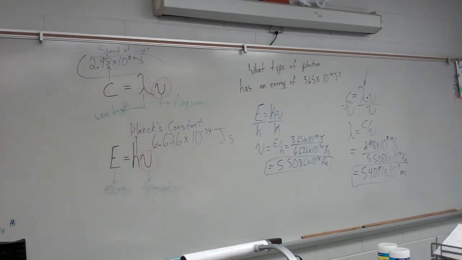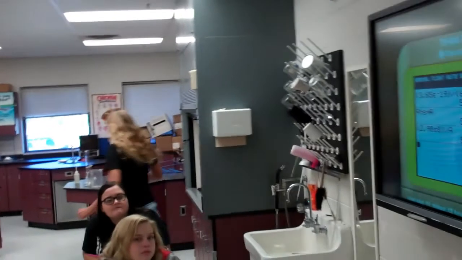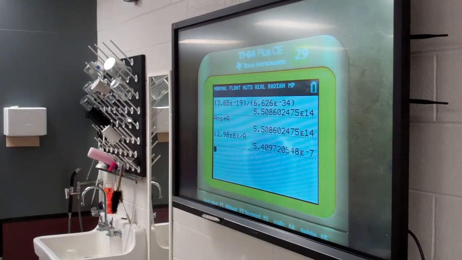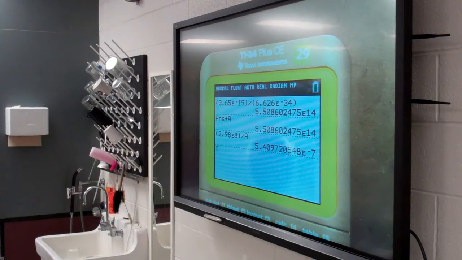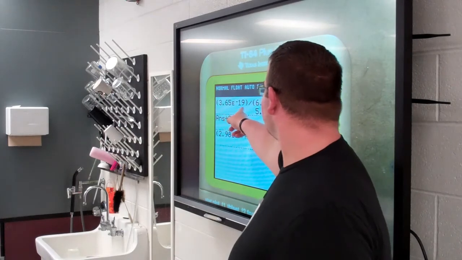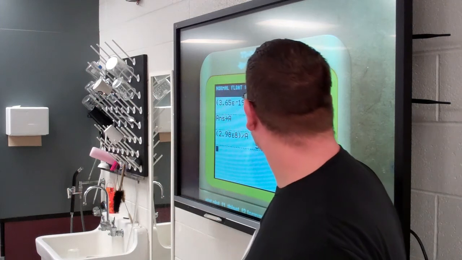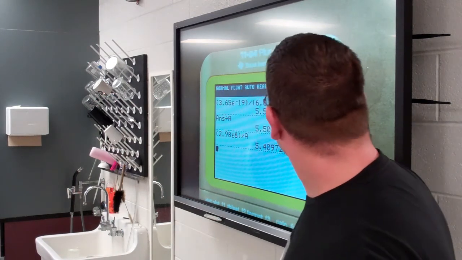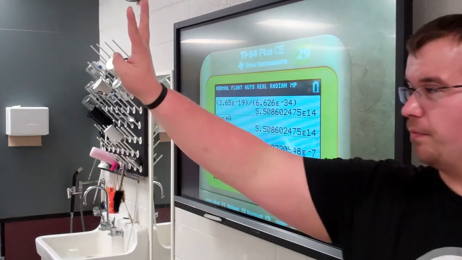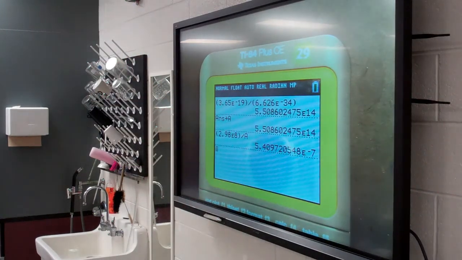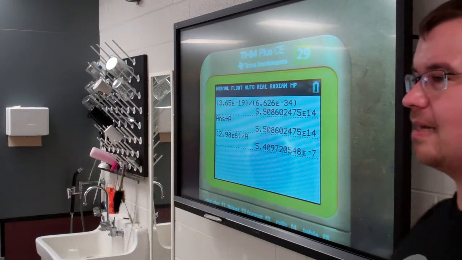All right, if you're watching the video, close your eyes. Open your eyes. I don't know if you can see it on the video or not. I'll talk you through it. Here's what I've done. I did that first problem like what I told you. Here's that first problem I set up in my calculator. It gave me 5.508602475 E to the 14, but I told you to round to four places past the decimal, which gives us 5.5086 times 10 to the 14th.